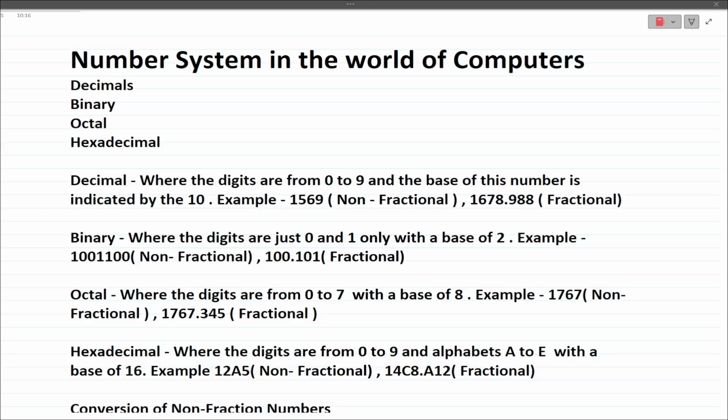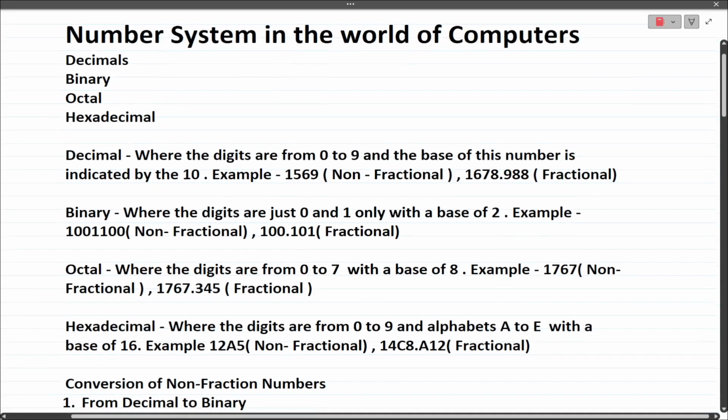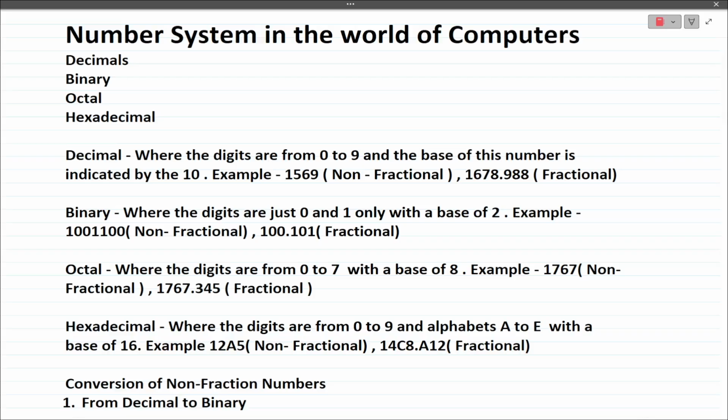Today in this particular video, we're basically going to cover the number system that is present in the world of computers. Starting with the varieties, as you can see from the screen, there are four varieties of number system in the world of computers, computer language I would say. The first is decimal, second is binary, third is octal, and the fourth is hexadecimal.